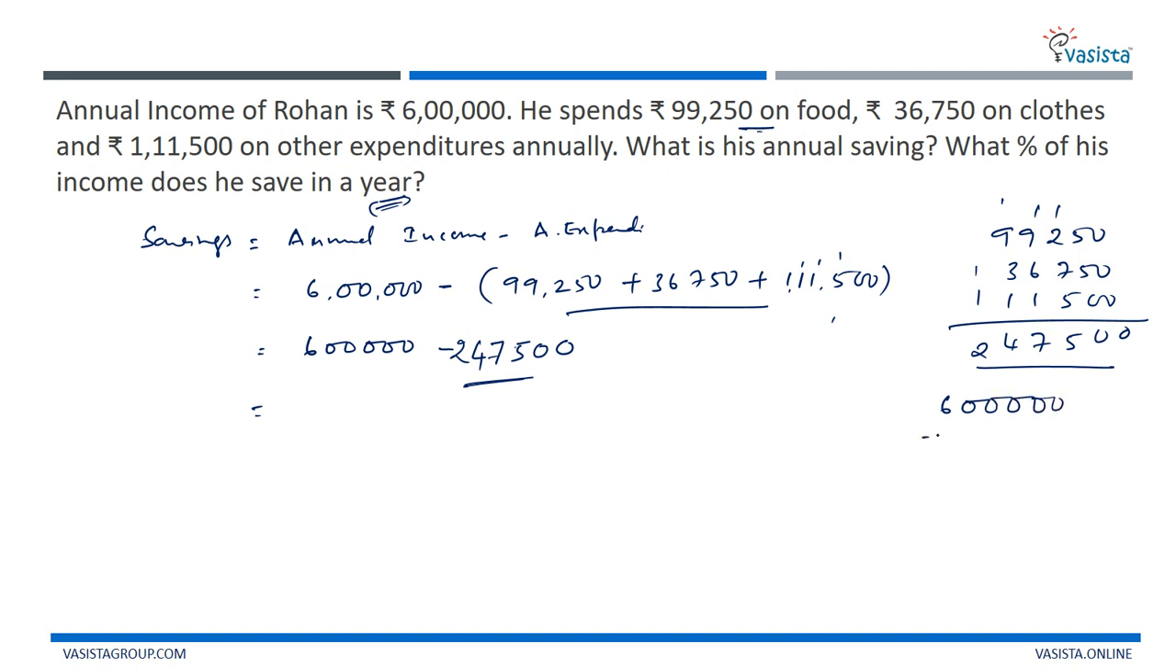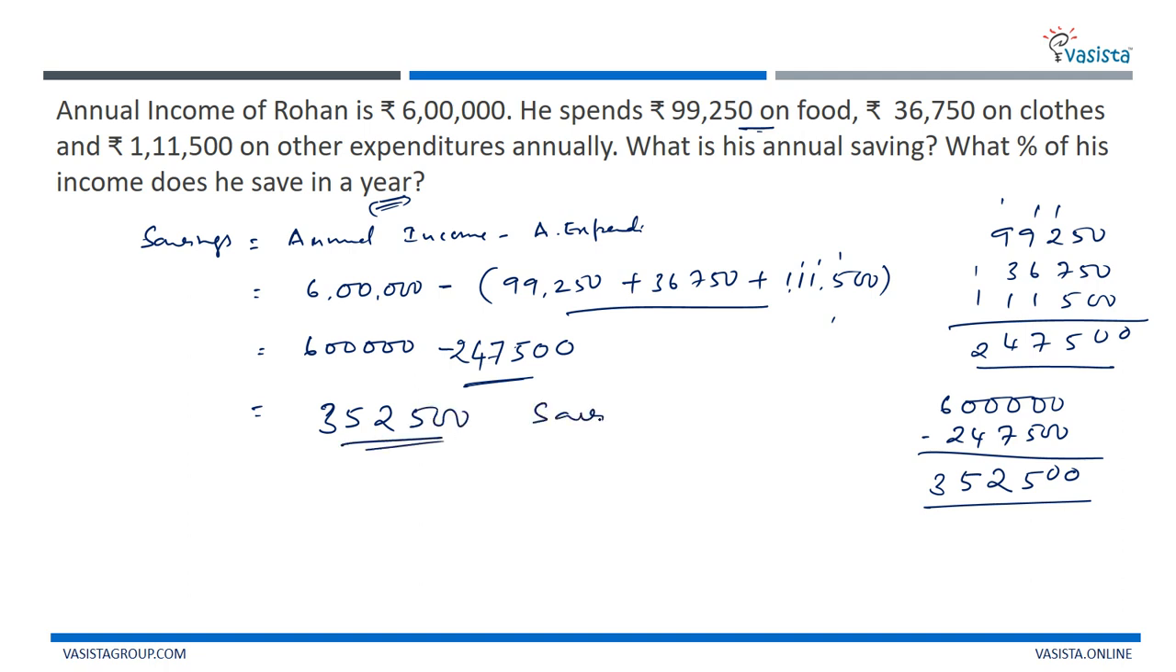6 lakhs minus 2,47,500. 0, 0, 10 minus 5 is 5, 9 minus 7 is 2, right? 9 minus 4 is 5 and 5 minus 2 is 3, so 3, 5, 2, 5, that is 3,52,500 is the saving. 3,52,500 is the savings of Rohan.